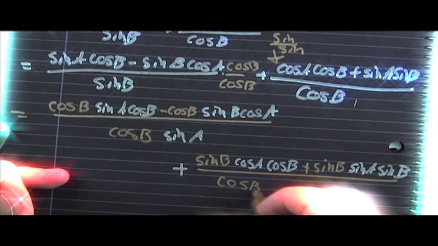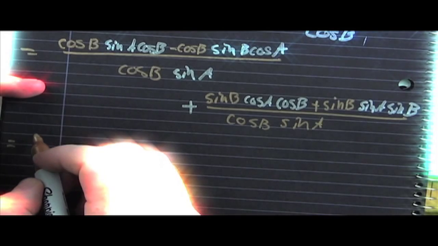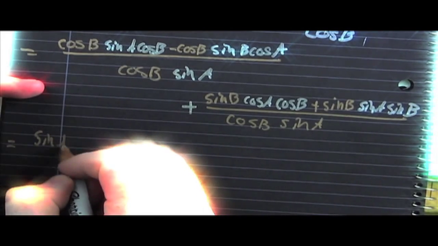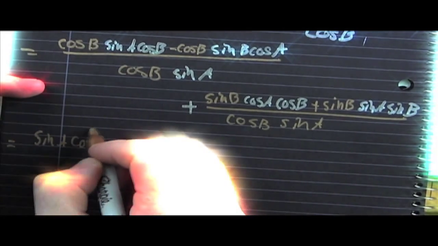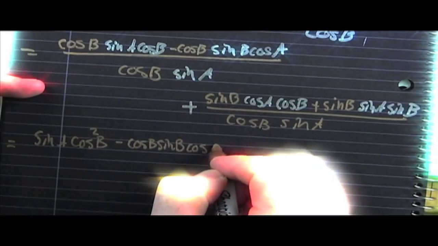And now that we've achieved common denomination, we're going to go and we're going to add their numerators. Well, we can also clean them up, because cosine b times cosine b is going to be cosine b squared. Alright? And then we have that other term. Nothing cleans up in there.